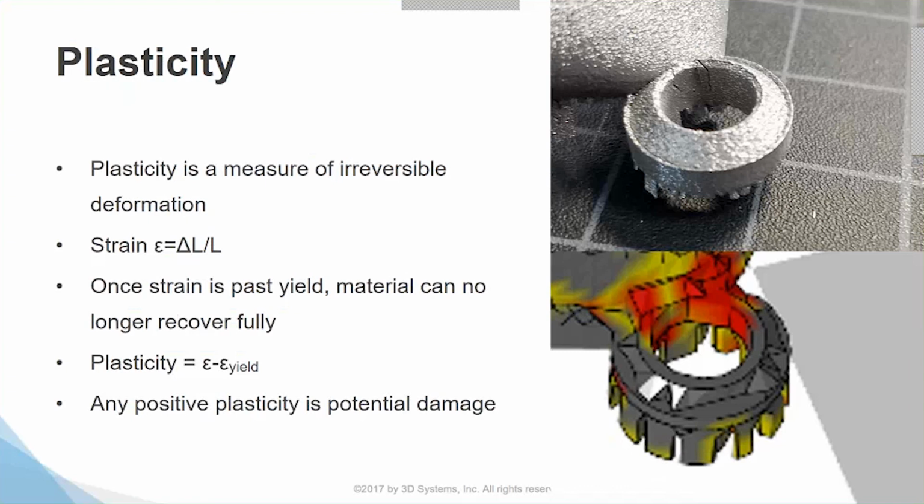Plasticity, so this is damage to your part. Strain is defined by the change in length over the original length. So usually the value is really small. 2% strain is usually the edge of your elastic strain that's recoverable, and then where you start to get into plastic deformation. And that's what we're looking at here. Once your strain gets over the yield strain of your part, every material is going to have a yield strain, just like it'll have a yield stress. That's the value of plasticity that we're going to see. So any positive value of plasticity is going to be potential damage to your part.